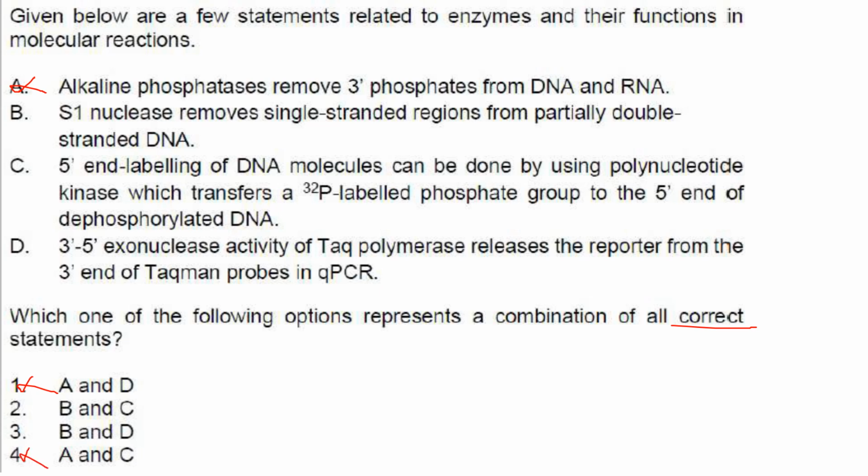S1 nuclease removes single-stranded regions from partially double-stranded DNA. That is correct. It is a single-strand specific nuclease. So B is correct. B is there in 2 and 3. 5' end labeling of DNA molecules can be done by using polynucleotide kinase, which transfers the P32 labeled phosphate group to the 5' end of the dephosphorylated DNA. That is correct. So that gives your answer as B and C. Option 2 is the right answer. 3', 5' exonuclease activity of Taq polymerase: Taq polymerase has 5', 3' exonuclease activity, not 3', 5' exonuclease activity. So D is wrong.